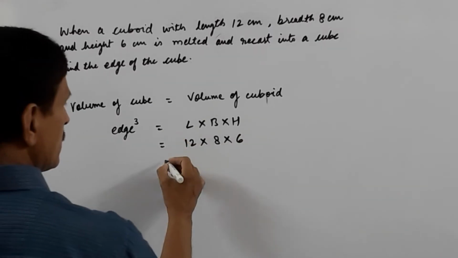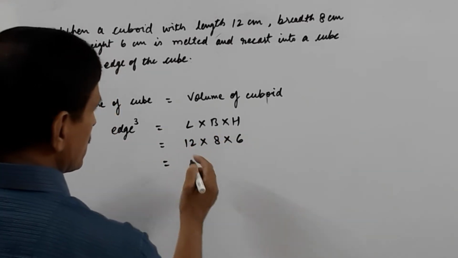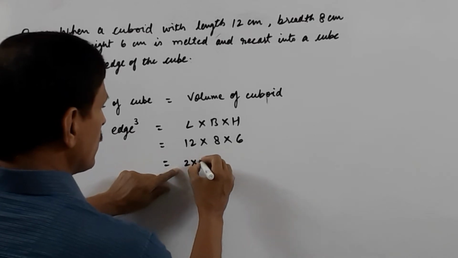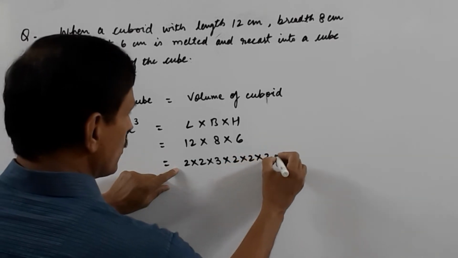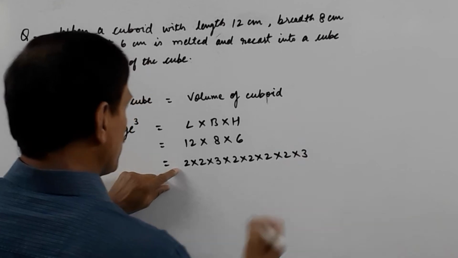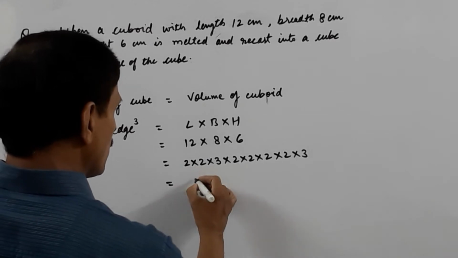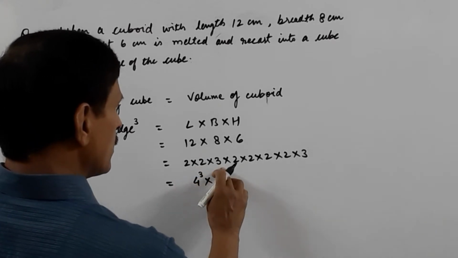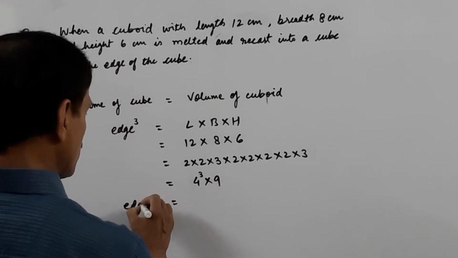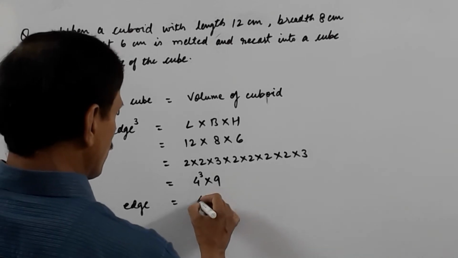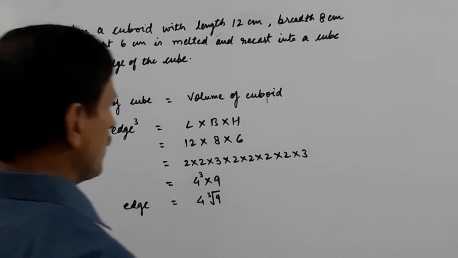So we can factorize it. Either we can multiply these and then take the cube root, or we can factorize these. It's 2 into 2 into 3 into 2 into 2 into 2 into 2 into 3, and that is 4 cube into 9. So each edge is equal to 4 into the cube root of 9.